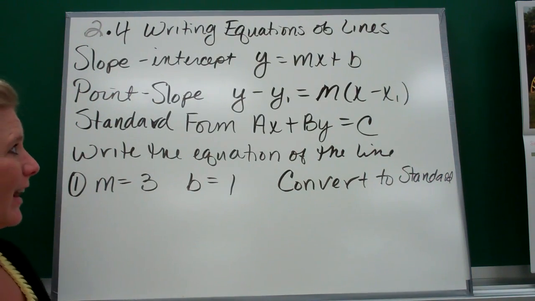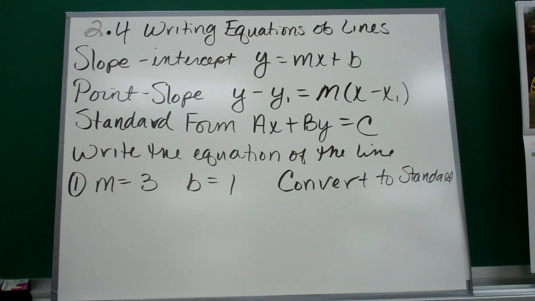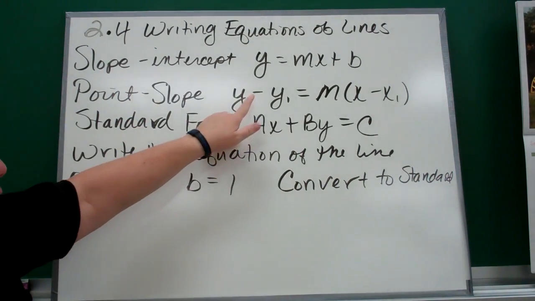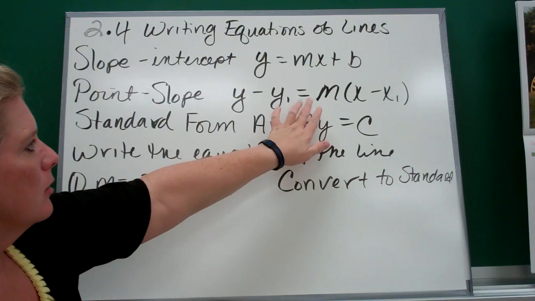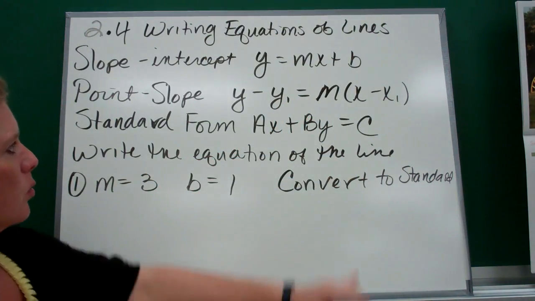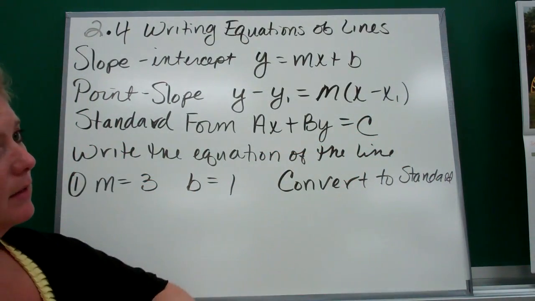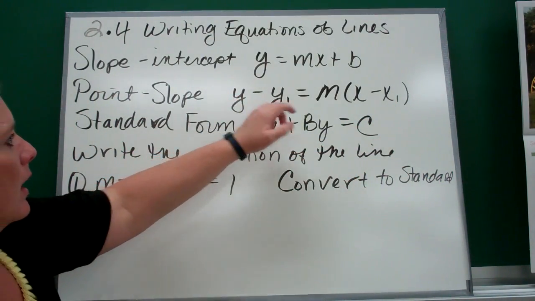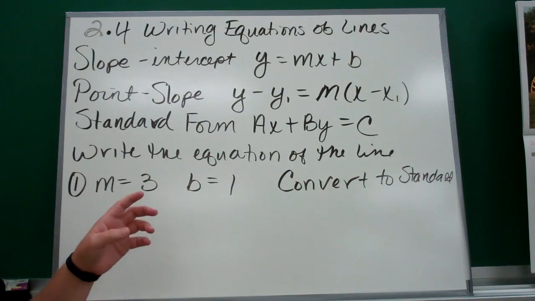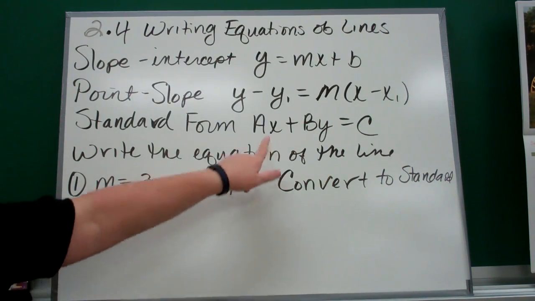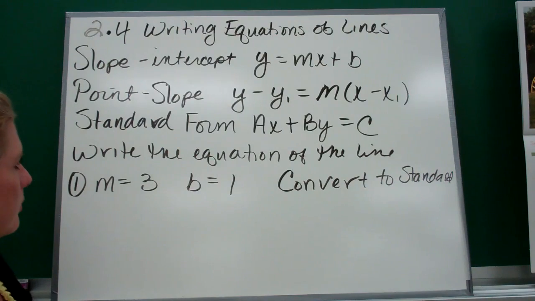Writing equations of lines. We have three types of equations of lines. We have slope-intercept, y equals mx plus b. We have point-slope form, y minus y1 equals m times x minus x1, where x1 and y1 are a point that's on the line. The plane y and the plane x stay x and y forever. Standard form, ax plus by equals c, where a and b are both not 0.